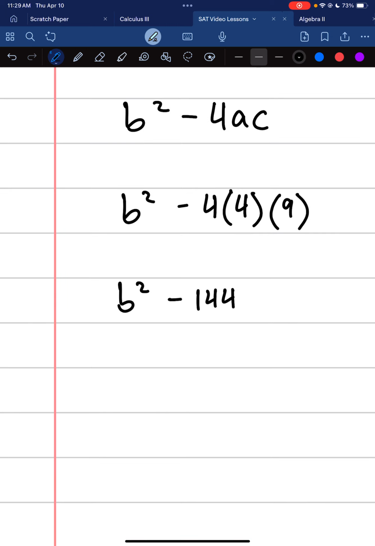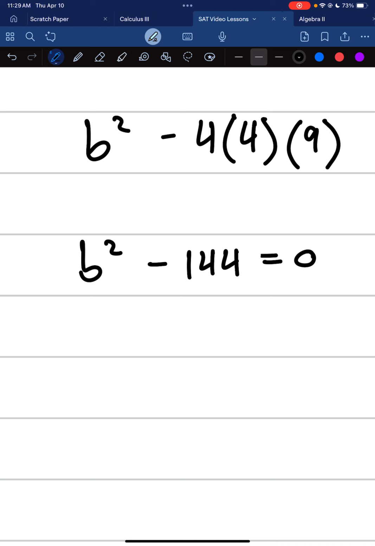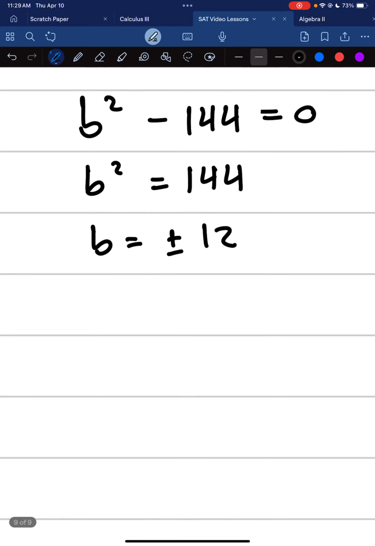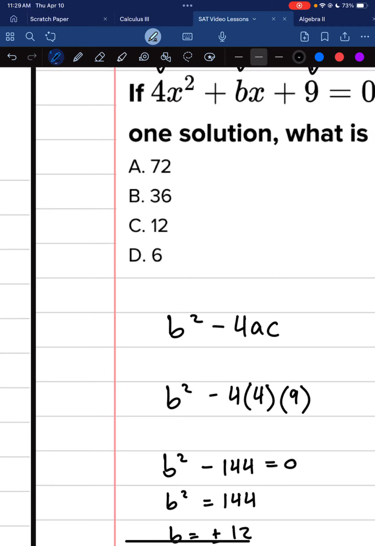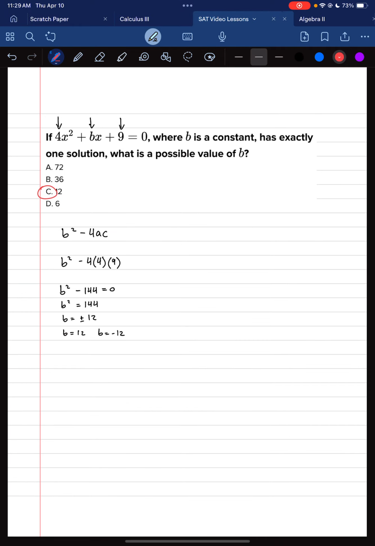So I have b squared minus 144, that's my discriminant, and I want this to be equal to 0, because again, I want one real solution. So all I need to do is solve for this, and I get b squared equals 144. If I take the square root of both sides, I get b equals plus or minus 12. So two potential solutions are b equals 12 and b equals negative 12. Let's see. It looks like that's going to be over here, right? So answer choice C is b equals 12, and that's going to be our answer choice.